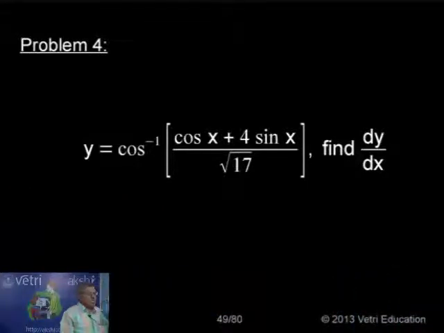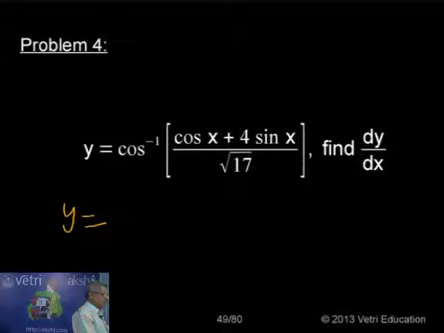Now consider this problem. This problem, in fact, you can directly differentiate. It requires a lot of simplification, and you may not get the correct answer. The ultimate answer will be 1 by 2, 1 by 17, something like that. If that is the case, you cannot simplify to that extent. For that, whenever inverse functions are involved, you must reduce it to the simplest inverse function.